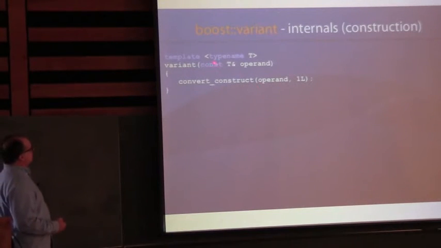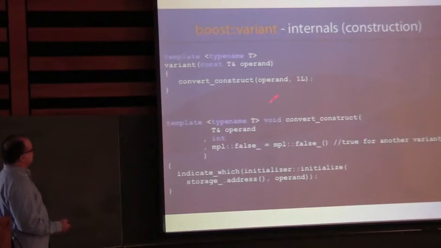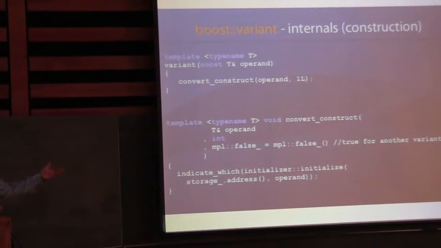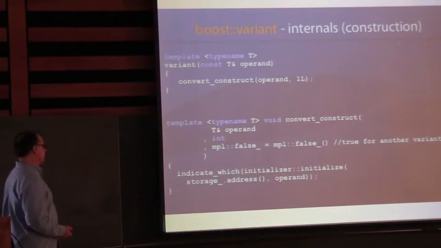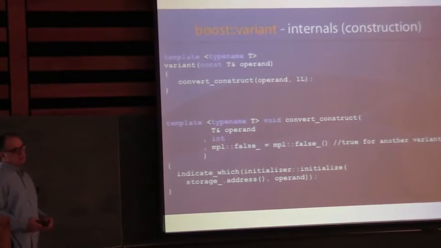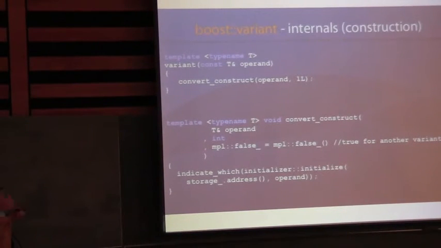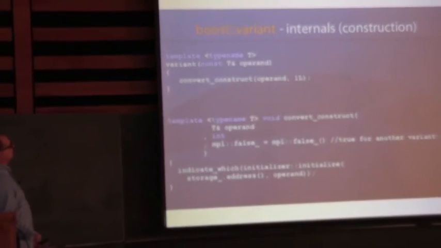The constructor looks like this. There's a convert construct with this dummy value here that is not used. So you pass the operand in there, and this is a flag that tells you whether you're doing this from just a user type or base type, or are you doing it from another variant. And then you indicate which, and then you initialize with the storage address and the operand. There are really two things there. I think that's on the next slide.